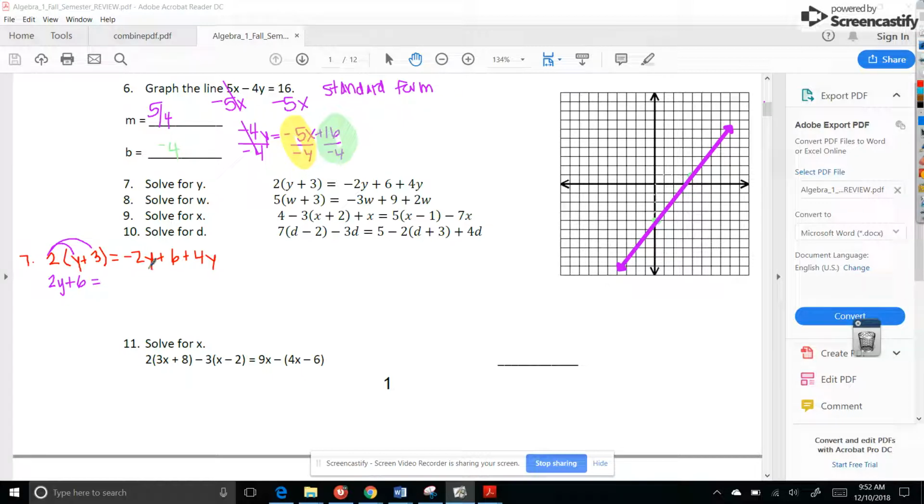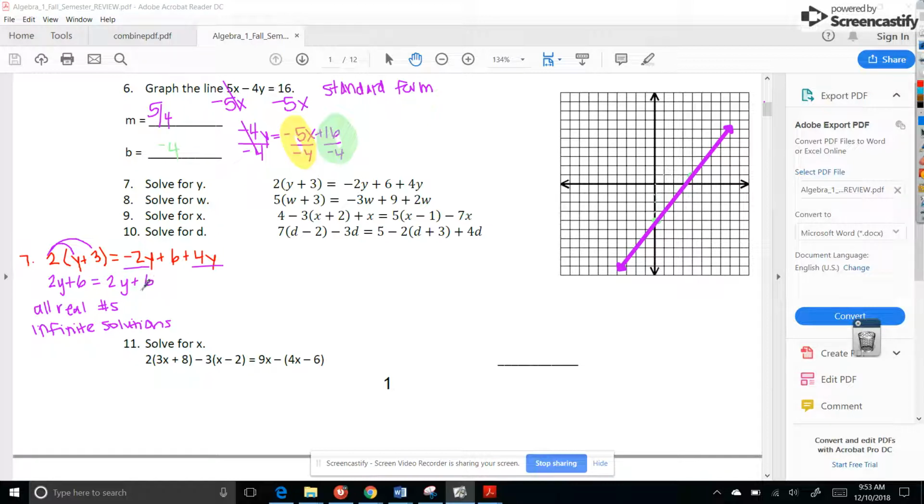I'm going to combine like terms over here. Negative 2y plus 4y is 2y. It looks like I have the same thing on the left and the right, so that is going to be all real numbers or infinite solutions. Any number I plug in here for y will make these two sides equal.